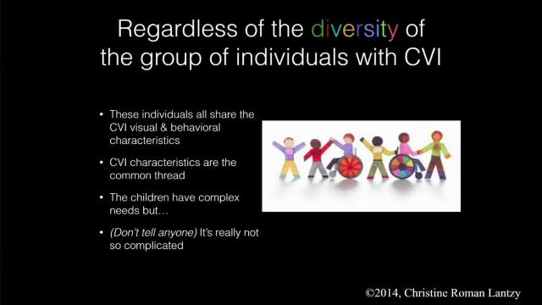But they all have this one thing that holds them together, and that is the set of visual and behavioral characteristics. If you think of all the little gems along the string that make the necklace, the gems might vary, but the thing that really ties them together are these characteristics. They are the common thread. So children with CVI have complex needs.